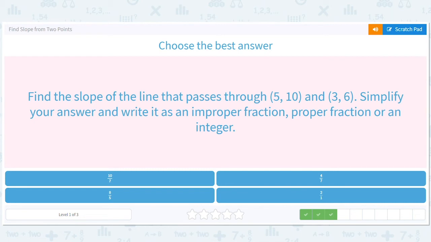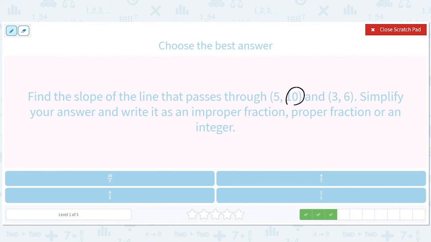Find the slope that passes through 5, 10, and 3, 6. Okay, so 10, 6. So I'll make the y's in circles, and I'll make the x's in squares. So the difference between the y's is 4. The difference between the x's is 2. So this gives us 2, or 2 over 1.